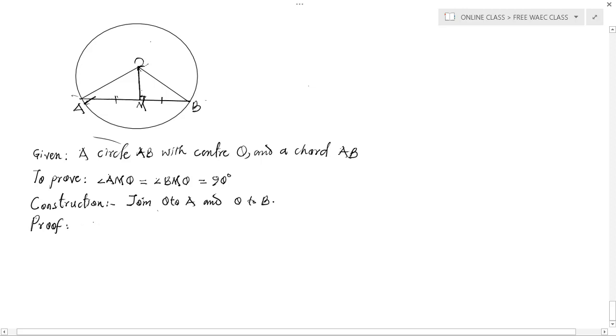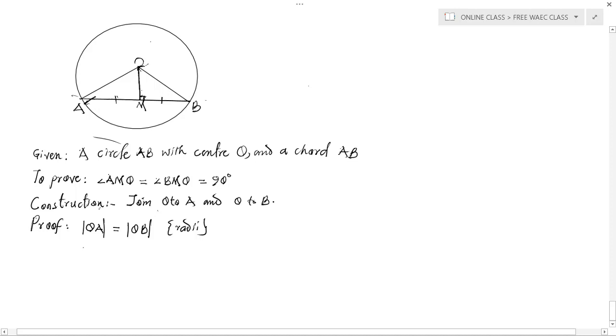How do we do that? From what we can see here, length OA is equal to length OB. Why? You can see this length OA and length OB. They are the same. Why? Because they are radii drawn from the center of a circle to the circumference, that is, radius. So both of them are the same.